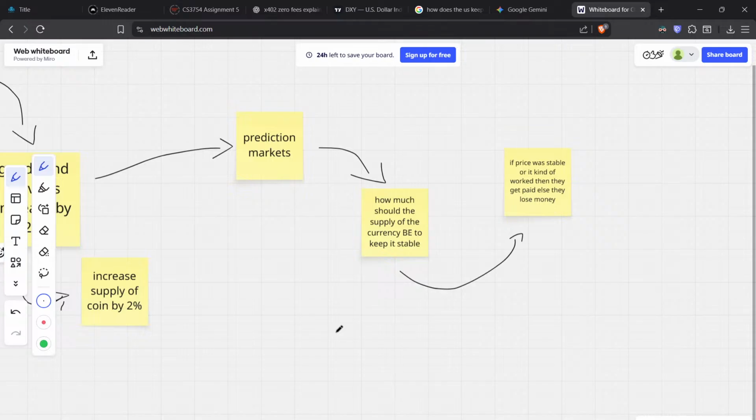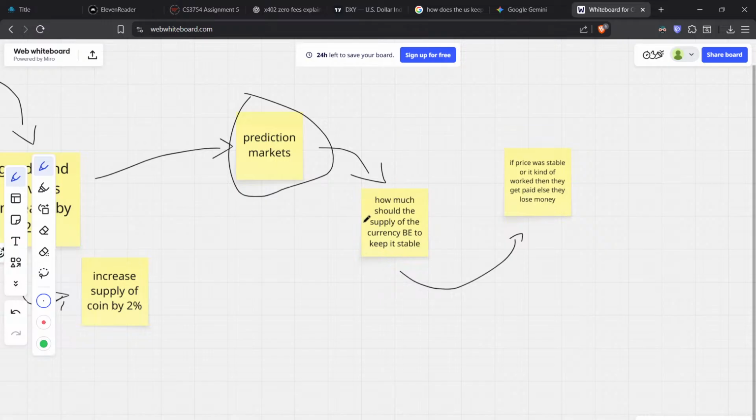It's fixed. What if in our thing, the only difference is that you have a mechanism to automatically increase or decrease the supply of our currency. And that increase or decrease of supply is determined by the prediction market. The traders in these markets have an incentive to correctly predict the supply of that coin that's needed to keep it stable.